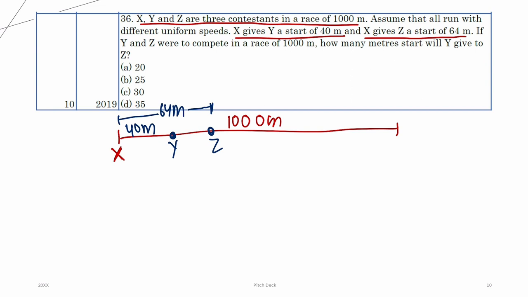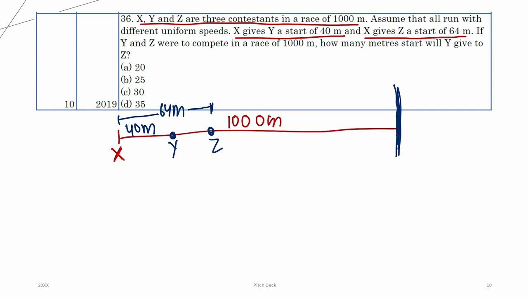Before going to the next line, this is what they say: if X gives Y or Z this much head start, they are going to be at the finish line at the same time. I hope this is clear. Means suppose two people are running. I tell the other person, go stand 20 meters ahead of me. Why? Because I know with my faster speed, I will be able to catch you and we will reach the finishing line at the same time, right?